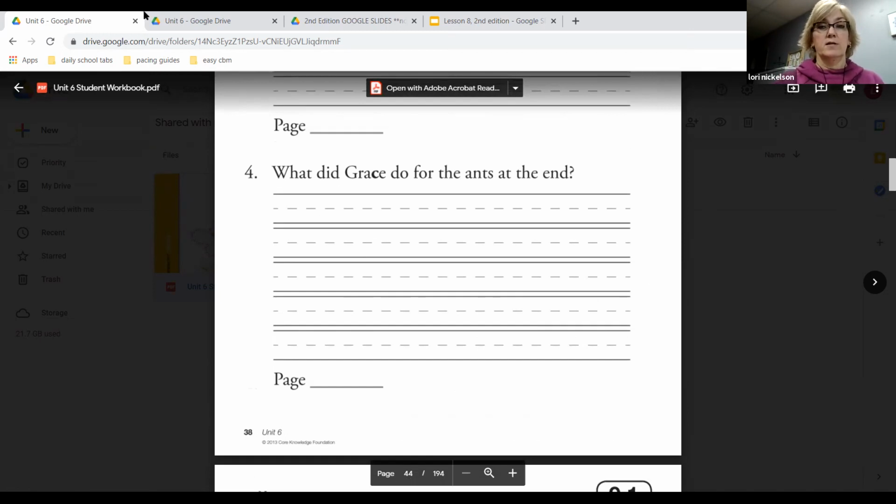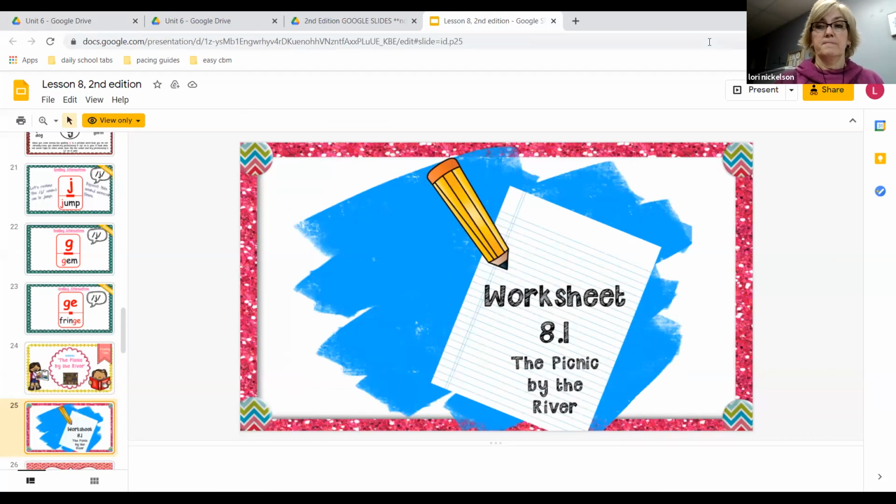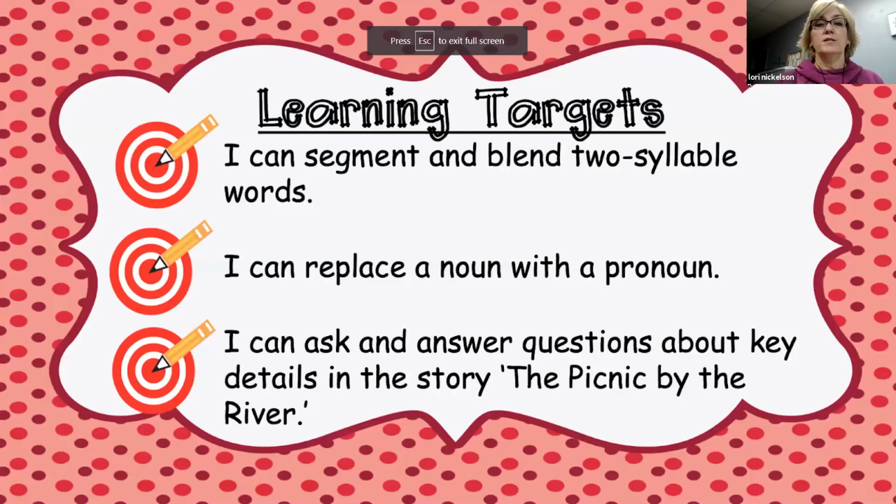Okay, so let's take it back. Let me get rid of these bars again. So our learning targets: I can segment and blend 2-syllable words. I can replace a noun with a pronoun. I can ask and answer questions about key details in the story, The Picnic by the River.